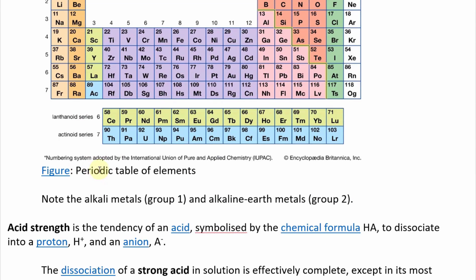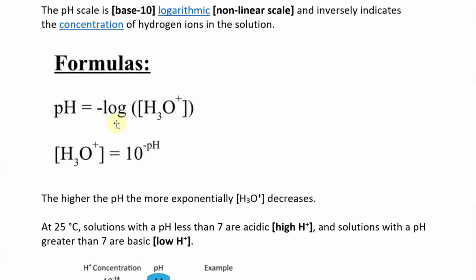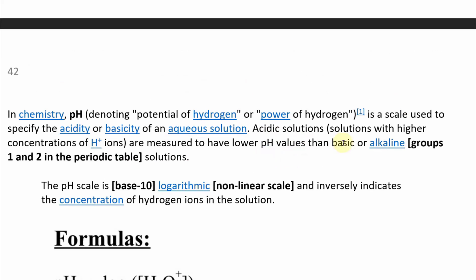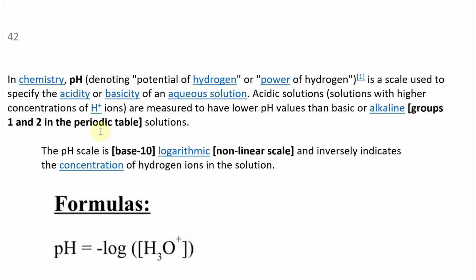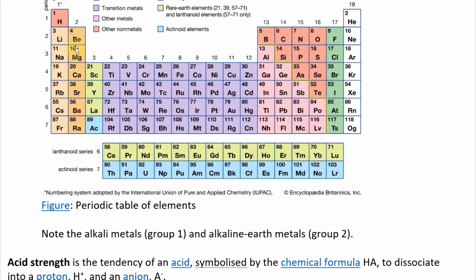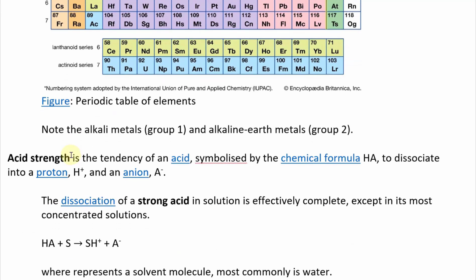And so this is a periodic table of elements, and note the alkali metals group 1 and alkaline earth metals group 2. Those are the basic ones. So that's basically why I added that there, just to illustrate this part here. So basically, acidic solutions have high H plus ion concentrations, which are measured to have lower pH values than basic or alkaline solutions. So these are groups 1 and 2 in the periodic table of elements right here. So these ones are basic. Anyways, continue further.